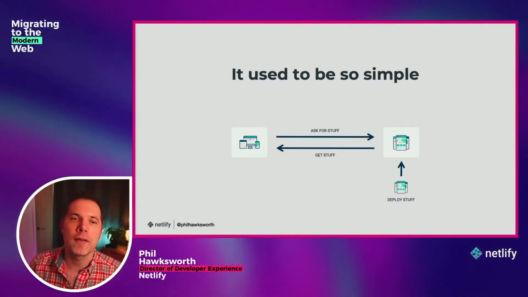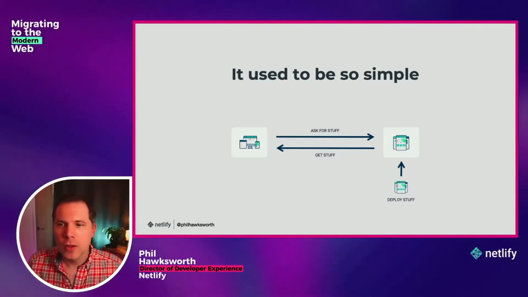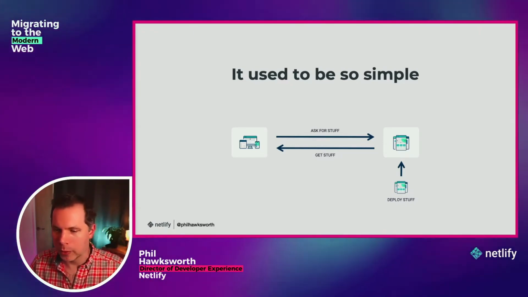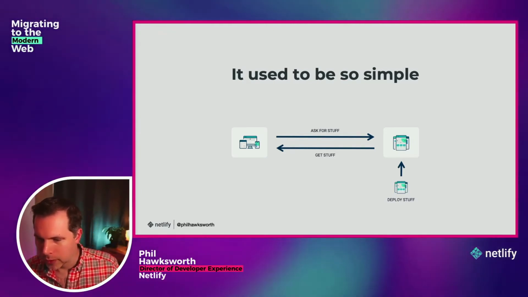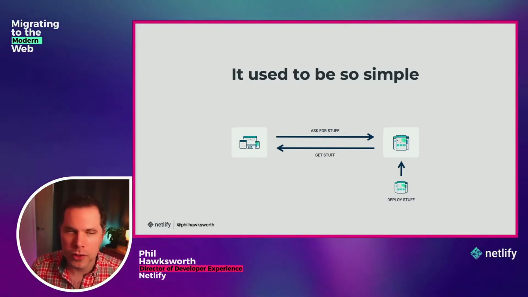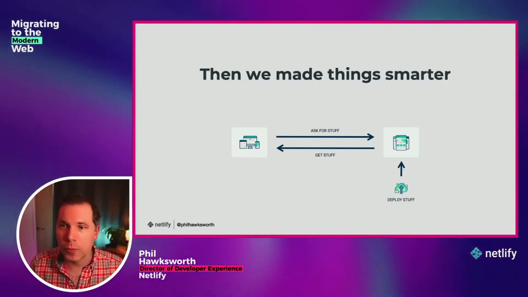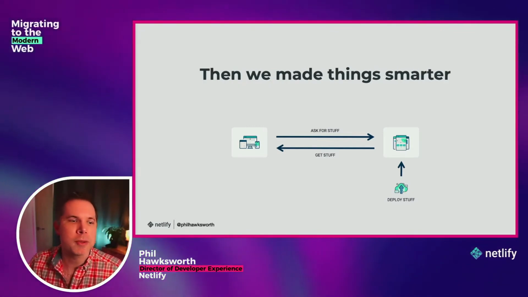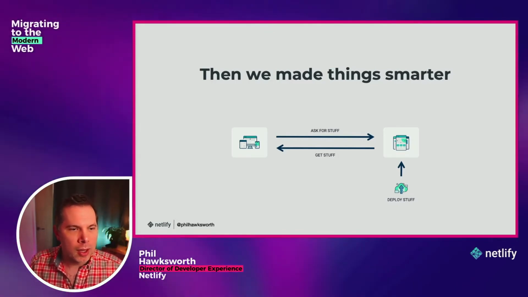That afforded us a very simple mental model of how we would be building and how we would be deploying sites through to the web. But of course, the world changed. We made things smarter. We made the experiences more sophisticated. We expanded what users expected from their experiences, and we wanted to make things more sophisticated. So our models of building and of hosting and of serving things got smarter, got more complex. So our deployment models got more complicated, our hosting infrastructure got more complicated.